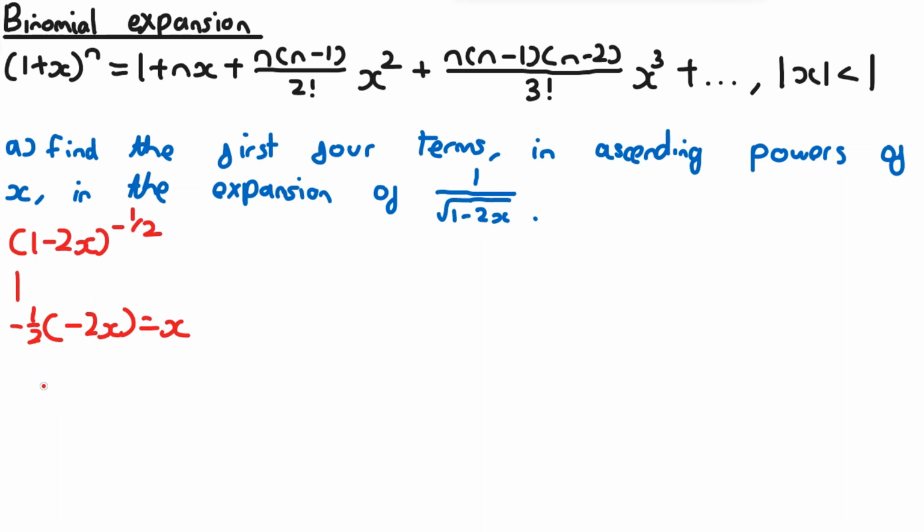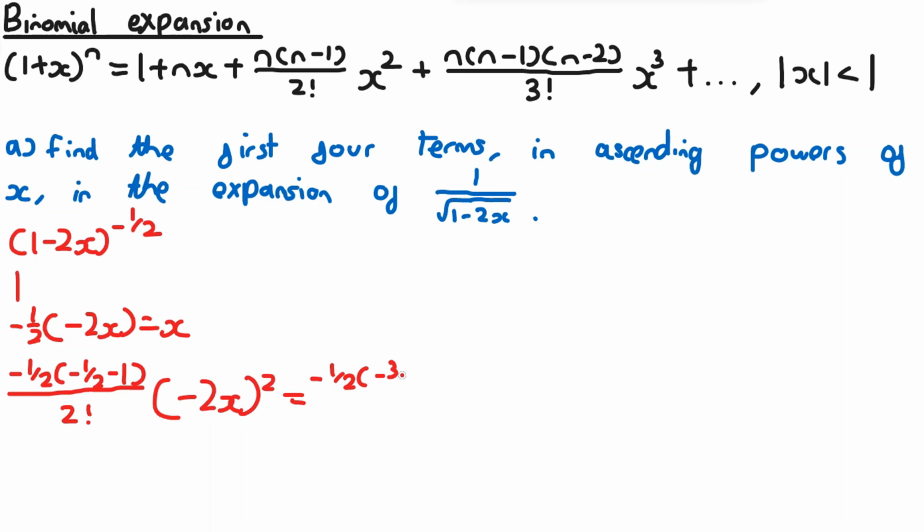And then the third term is going to be minus a half, then minus a half minus 1, over 2 factorial, and then it's going to be minus 2x squared. Remember to put the minus in as the squared here, because you need to put this whole thing as x, including the minus. So this is going to be equal to minus a half, and then minus 3 over 2 like this. 2 factorial is just 2, and then it's going to be 4x squared like this.